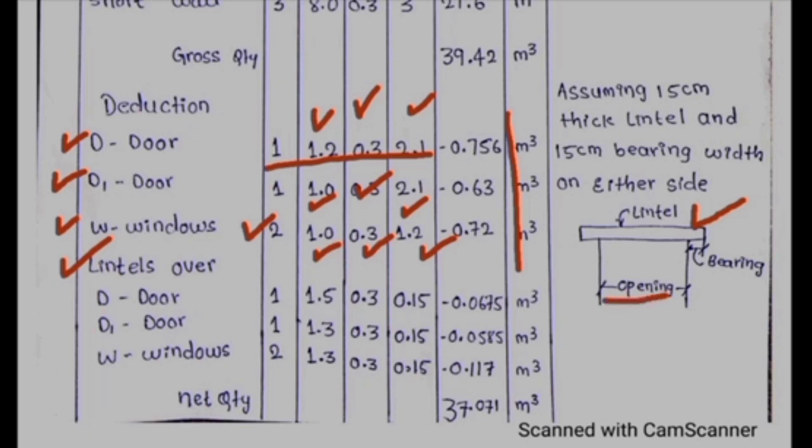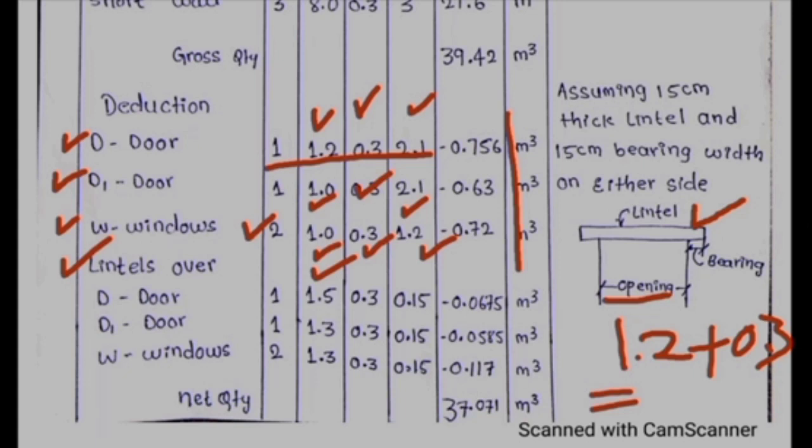Let us assume the opening is door D. Door D dimension is 1.2 meter, and we assume the bearings as 0.15 meter on both sides. So that is 0.15 plus 0.15, that is 0.3 meter. Therefore the total length of lintel will become 1.5 meter. So 1.5 meter is the length of lintel over the door. Then similarly add 0.3 meter for all openings.